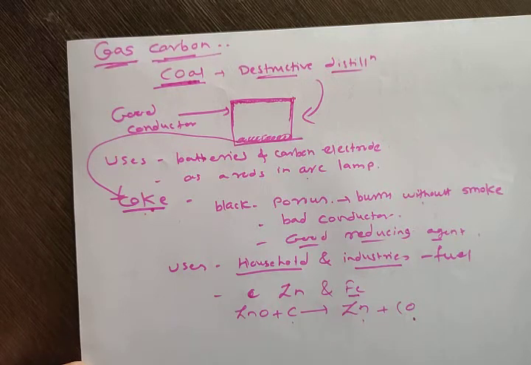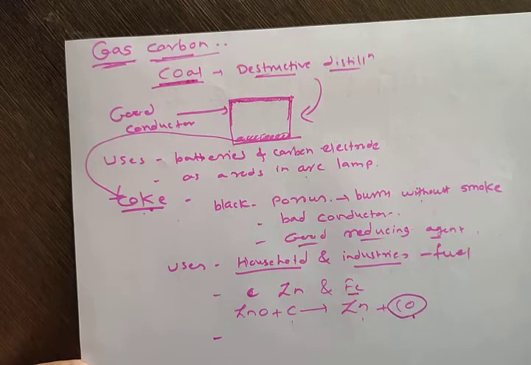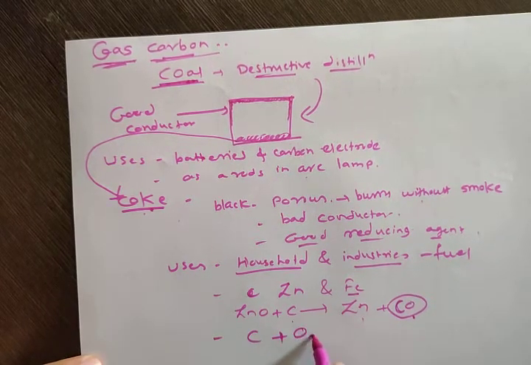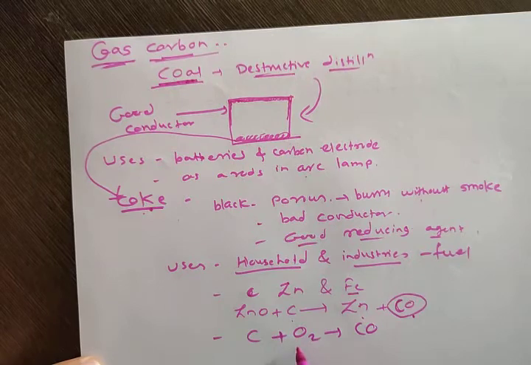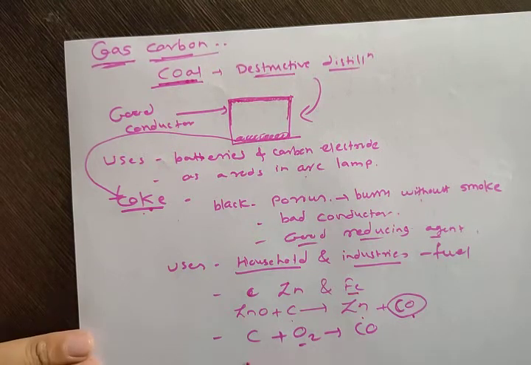Then it is used in the manufacturing of carbon monoxide. Here also carbon monoxide is produced, but if you want to prepare carbon monoxide in very large quantity, then this coke is used. This coke, that is carbon, is reacted with oxygen. In a limited supply of oxygen, carbon monoxide is produced.